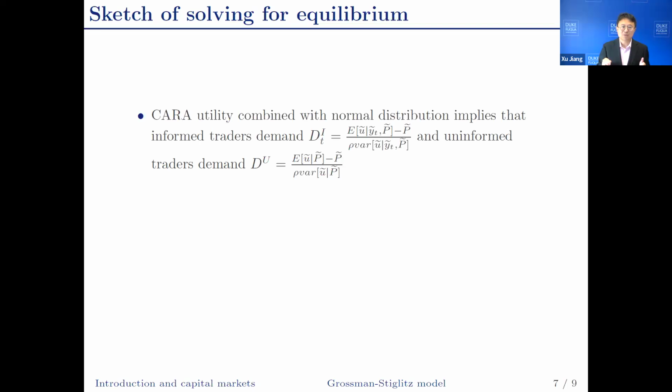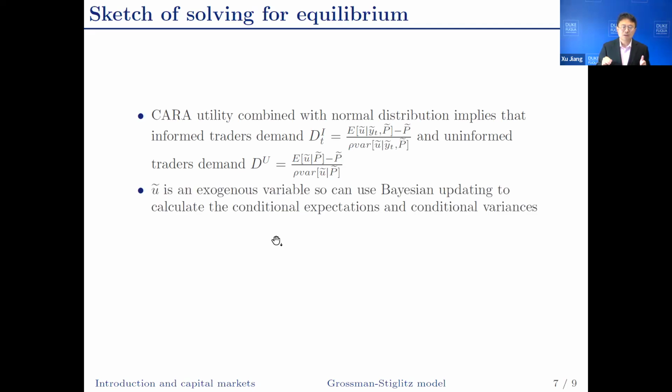The only difference between the demand function for informed traders and the uninformed traders is that informed traders observe their own private signal in addition to price. So for informed traders, it's conditional on their private signal and price, but for uninformed traders, it's only conditional on price. And because U is an exogenous variable, as we discussed in lesson 2, you can use Bayesian updating to calculate the conditional expectations and conditional variances of U. And then you can write out the demand function for informed traders and demand function for uninformed traders.